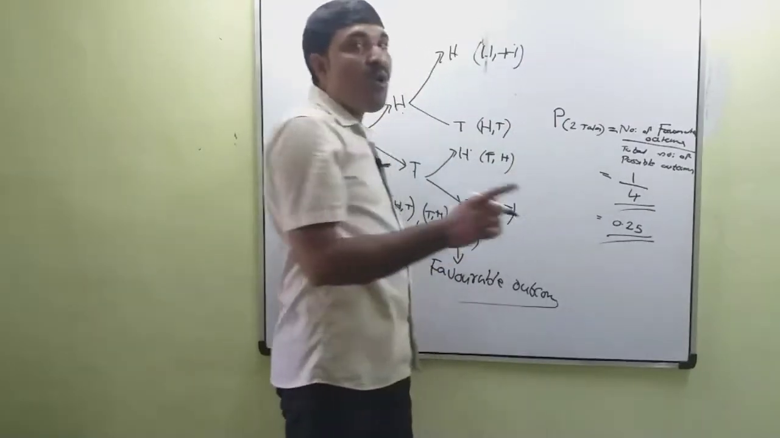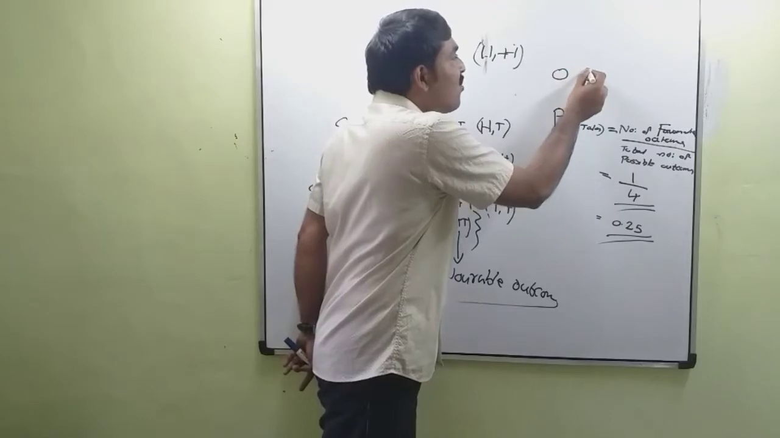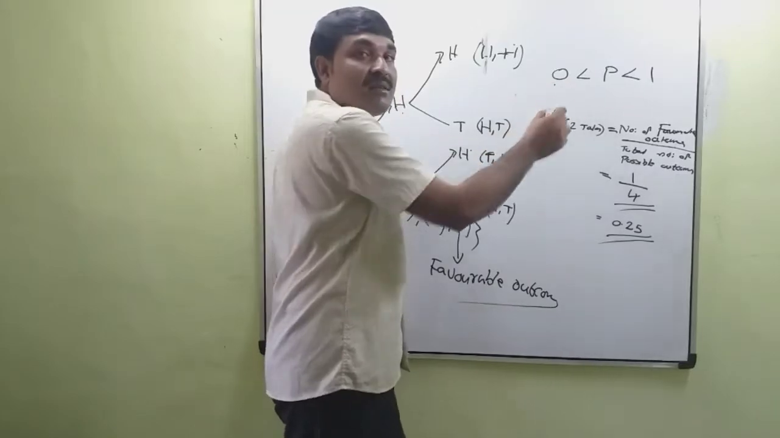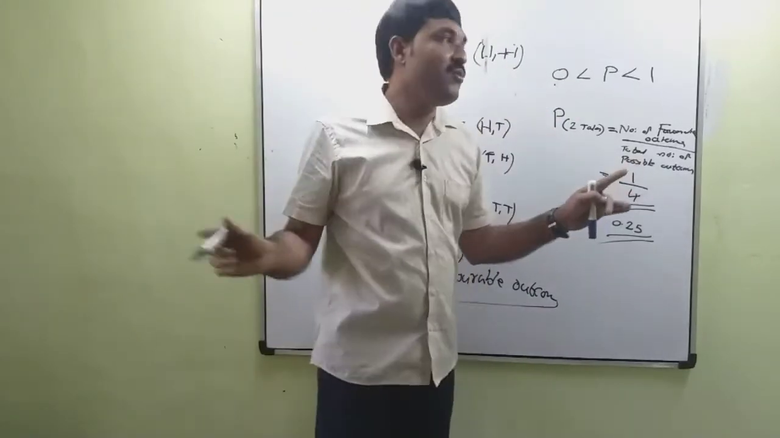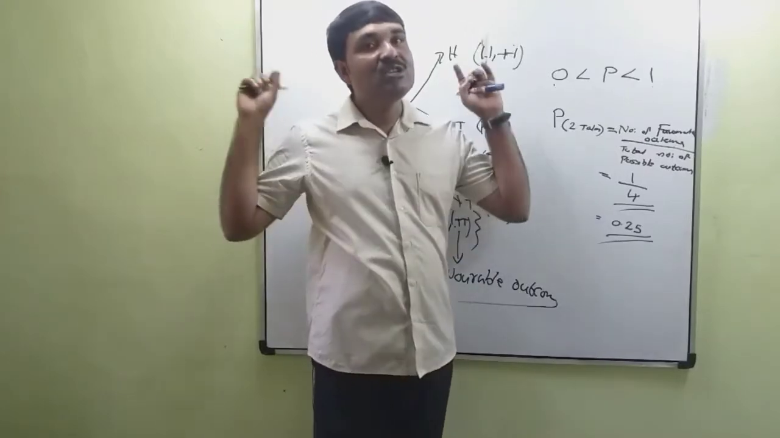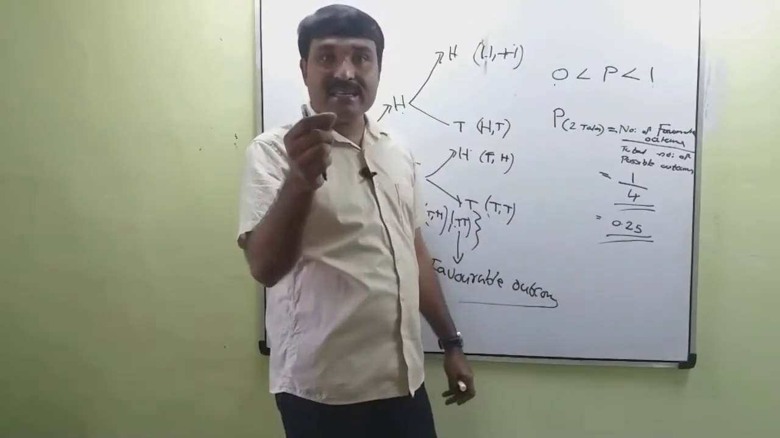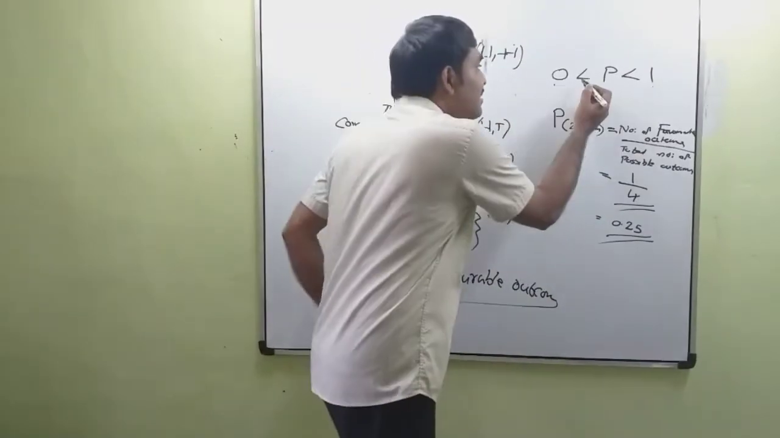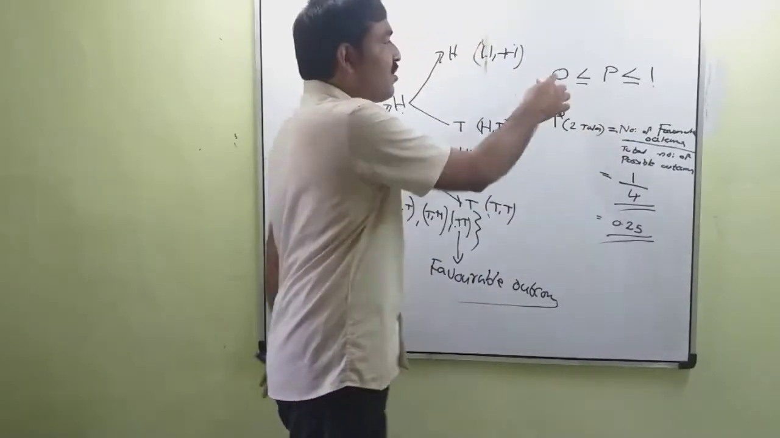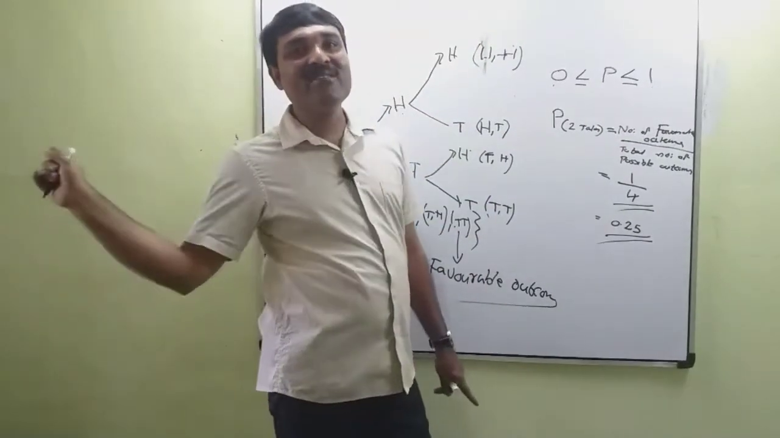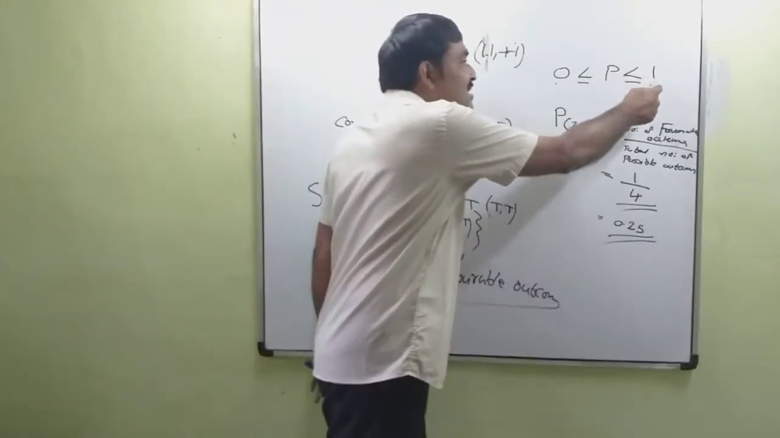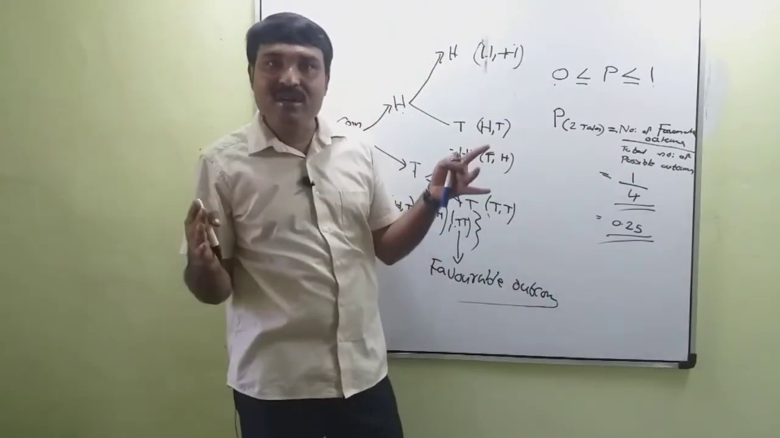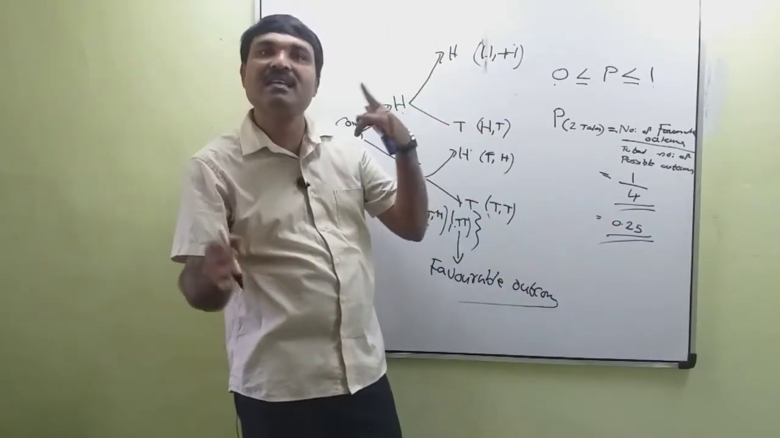In probability theory, the probability of an event of any experiment will lie between 0 and 1, that is 0 less than p less than 1. 0 means the event will never happen. 1 means the event will surely happen. So the chance of occurrence of an event lies between 0 and 1, and in between means the percentage chance of occurring.